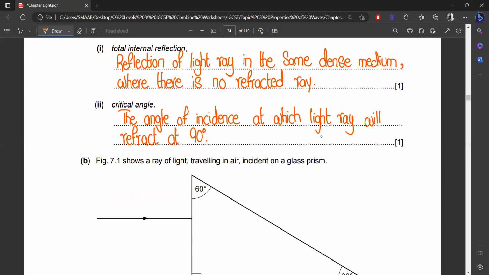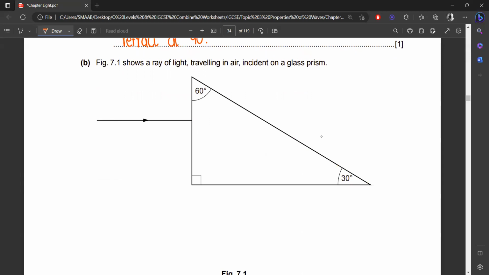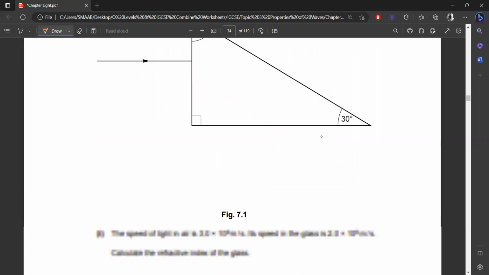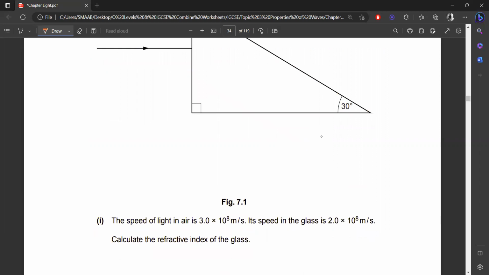Okay, so next part. Figure 7.1 shows a ray of light traveling in air incident on a glass prism. So the light ray is entering into the glass prism, and the speed of light in air is 3 into 10 to the power 8. The speed in glass is 2 into 10 to the power 8 meter per second. Calculate the refractive index of the glass.